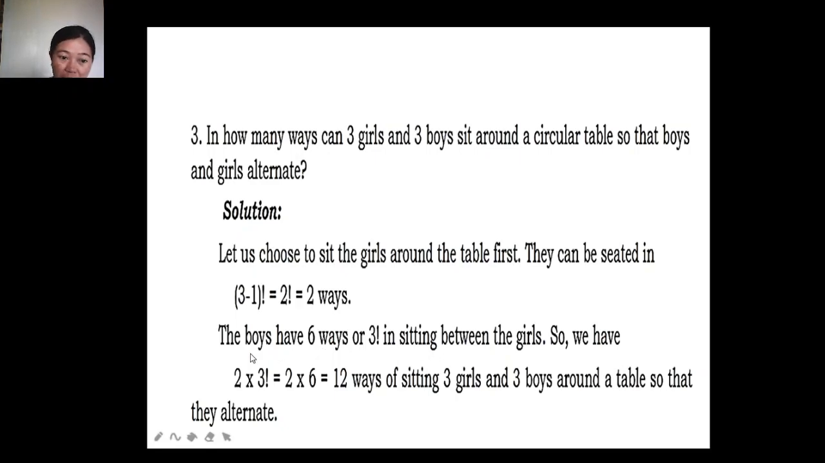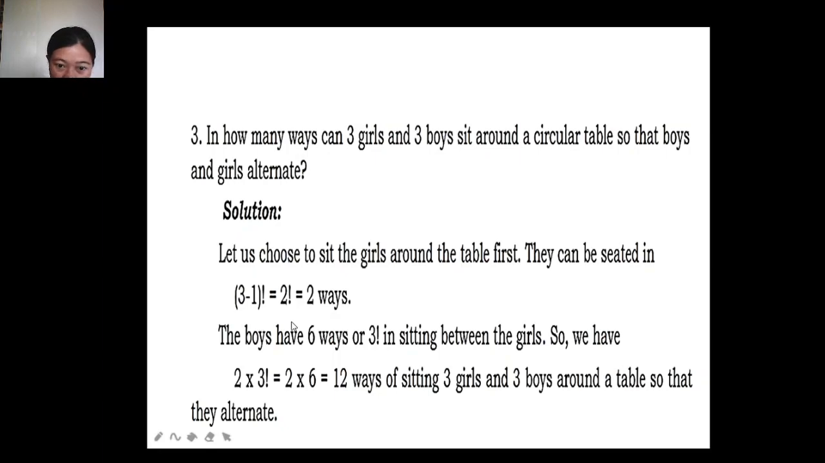Now, multiplying the number of ways for the girls and the number of ways for the boys. So, yung girls na naunang umupo, we have 2 ways multiplied by the number of ways of boys. This is 3 factorial. We have 2 times 6 is equal to 12 ways of sitting 3 girls and 3 boys around a table so that they alternate.